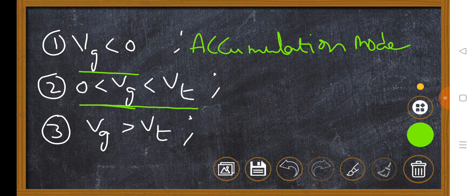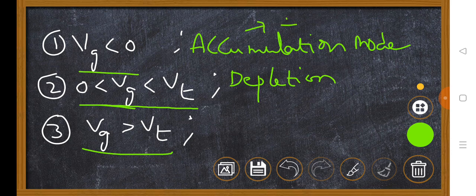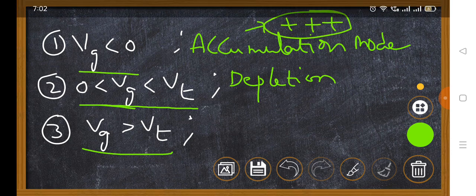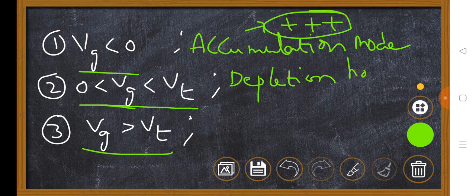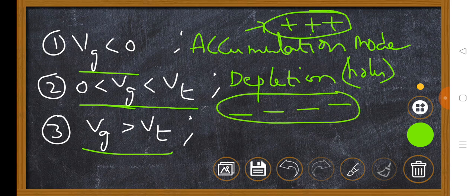Then what will happen here? The holes are going to be depleted, therefore this mode is known as depletion mode. And finally, when Vg is a sufficient voltage, greater than the threshold voltage, the channel is formed, that means the electron reaches its destination. Is it clear? Now in this mode, who are present? Holes are present. Who are depleted? Holes are depleted. Now who are going to form a channel? Electrons are going to form a channel in this condition.